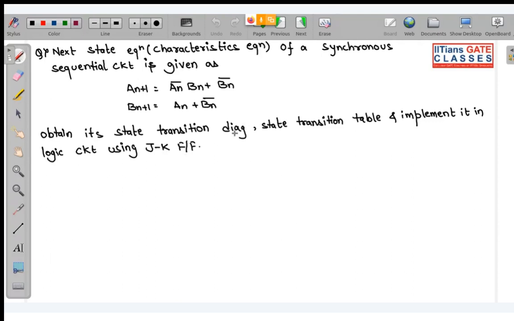Here basically we have two flip-flops. This is the next state equation of flip-flop A, and this is the next state equation of flip-flop B. Now what is the representation over here?